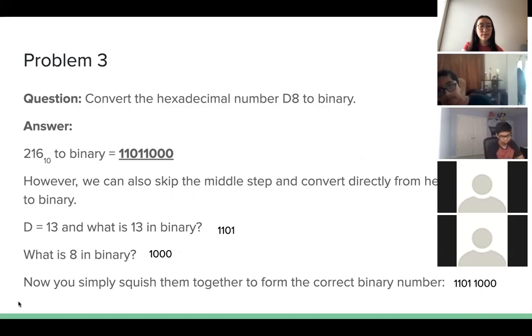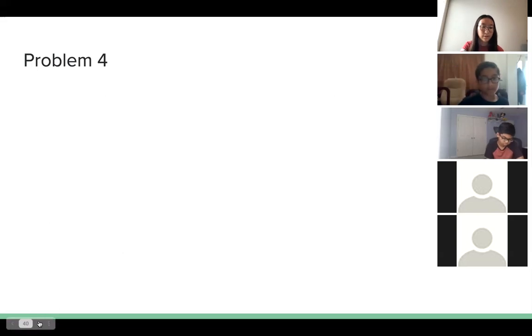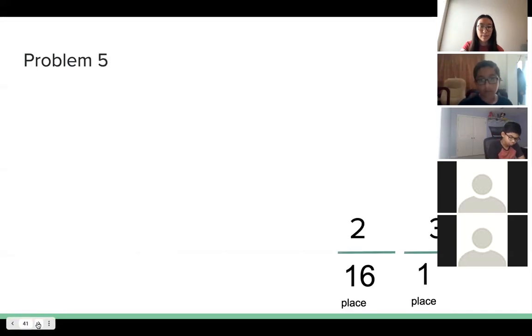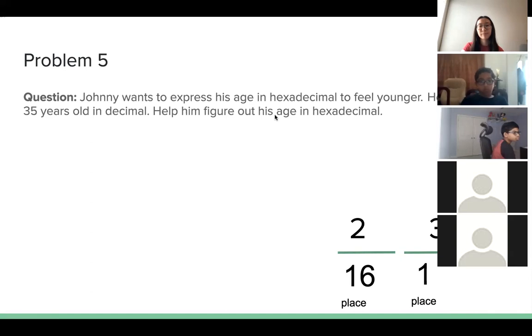Okay, so I think we're going to skip maybe the next couple of problems because I don't think these are very relevant. Okay, so here, Johnny wants to express his age in hexadecimal to feel younger. He is 35 years old in decimal, and we need to help him figure out his age in hexadecimal. Oh, dang it. The answer is already on the screen.